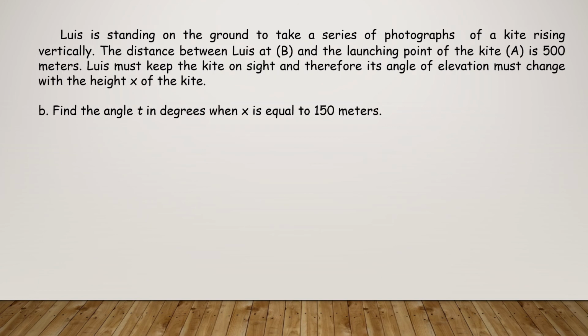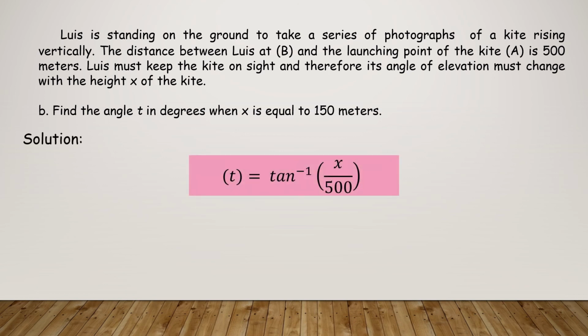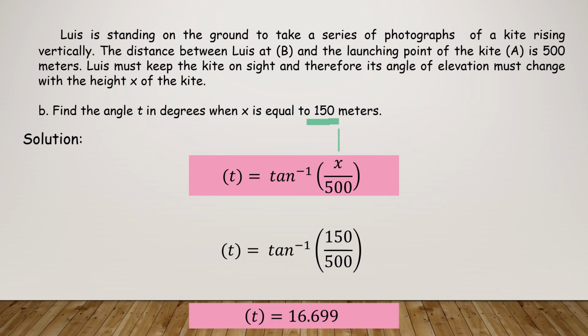Letter B, find the angle t in degrees when x is equal to 150 meters. Since meron na tayong function kanina, substitute lamang natin ang 150 natin sa ating x, which is the height. So we have the angle is equal to arctan 150 over 500, and that is, the angle will be 16.699.